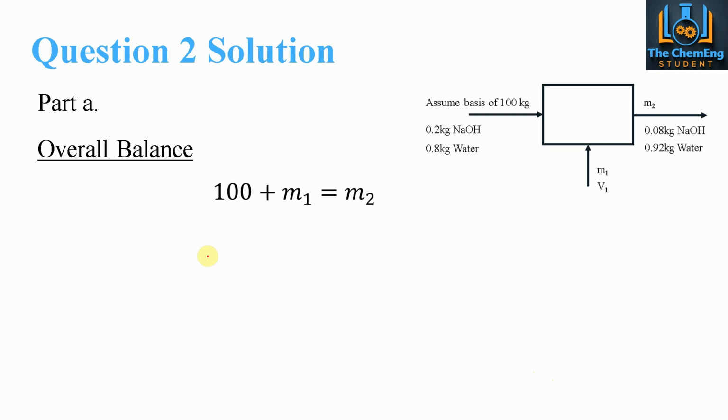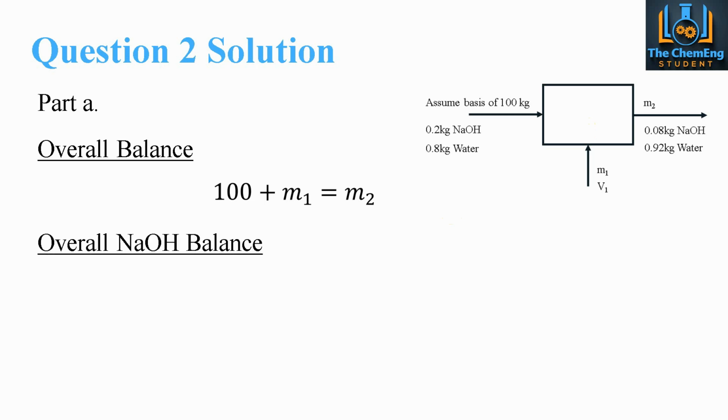So overall, we can see that we have 100 coming into the system, so 100 kilograms coming in, plus M1, so that's the amount of pure water coming into the system that we're going to use to dilute it, and that must be equal to M2. So that should be fairly straightforward.